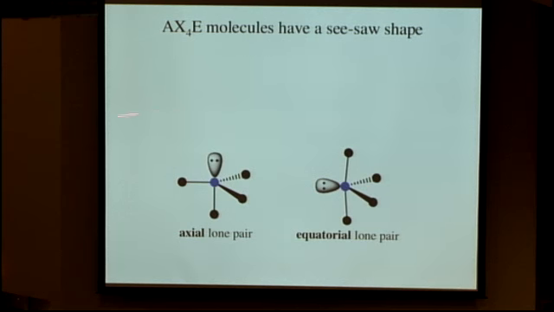The first is the idea that we could have an axial lone pair, and the second is the possibility that we could have an equatorial lone pair. And we could consider both, and we should be able to use our VSEPR principles to think about which one is actually going to happen.